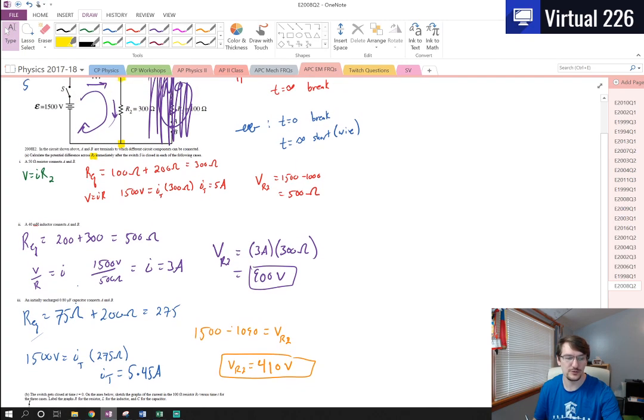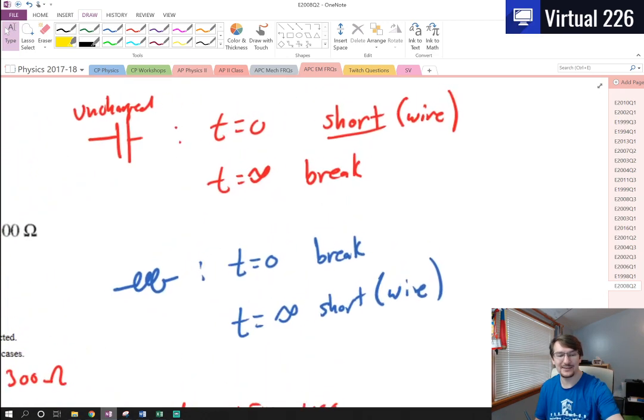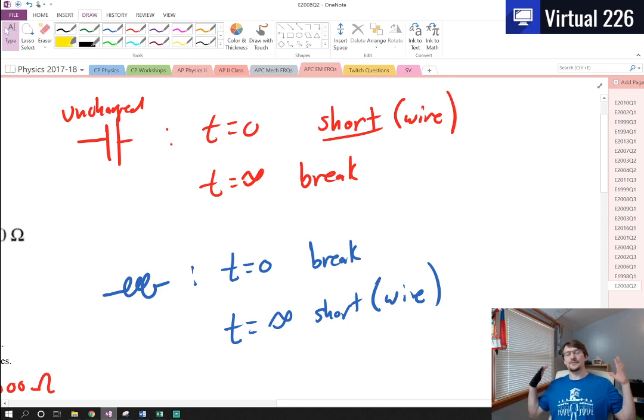It is just a lot of Ohm's law, but it's very important to understand this right here: at the very beginning of time, an uncharged capacitor acts as just a wire, so you can just think of all the current dumping through it. It doesn't really exist. And for an inductor at the beginning of time, you can think of it as a break in the circuit. It's fully opposing everything. You can just ignore that entire branch that it exists in.